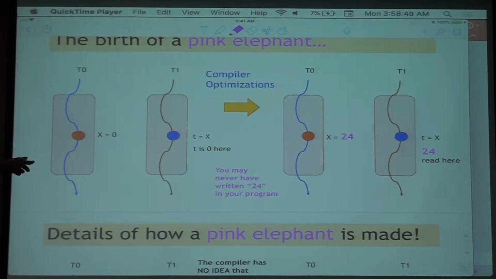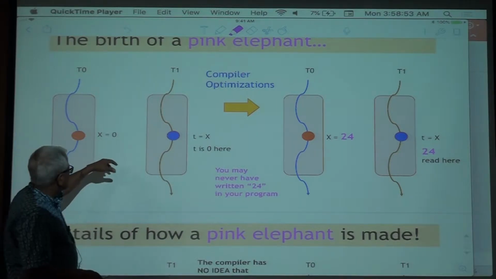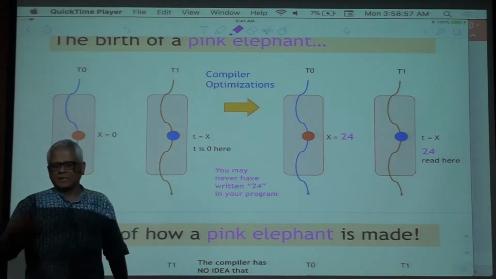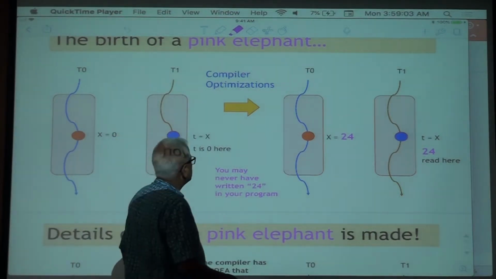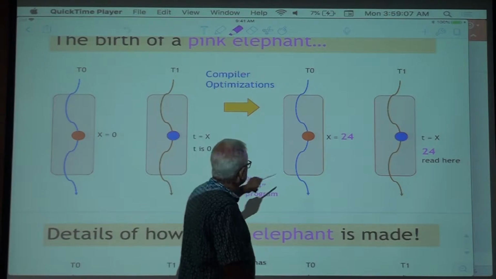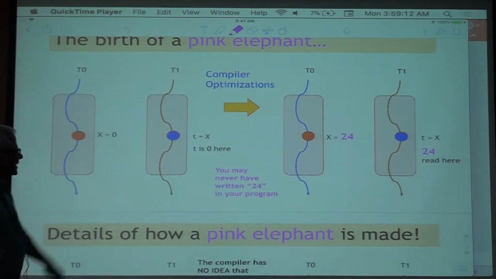Okay, this is a funny program, right? You initially set x equal to 0, and you read t equal to x, and you expected t equal to 0 here. When you ran the code without compiler optimization, that was fine. You turned on optimization, and you found that your original program was changed to writing x equal to 24, and it is picking up 24, but you never meant to write 24. How can that happen? So this is how it can happen.